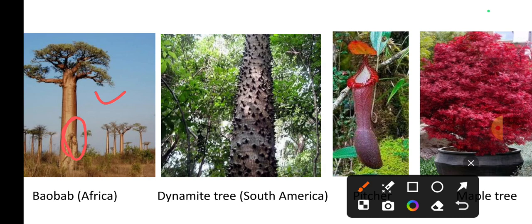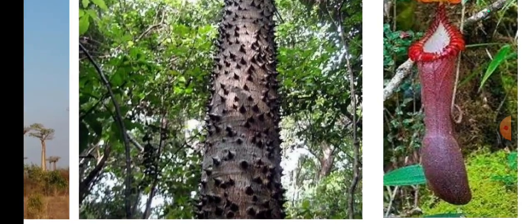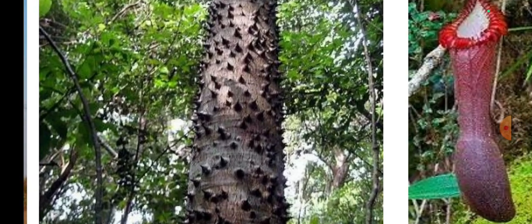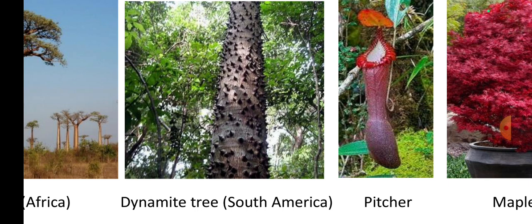Okay, next tree name is dynamite tree. You can see here the thorns. There are many spikes on the tree trunk. Okay, this is called a dynamite tree, and mostly these trees are found in South America and North America.